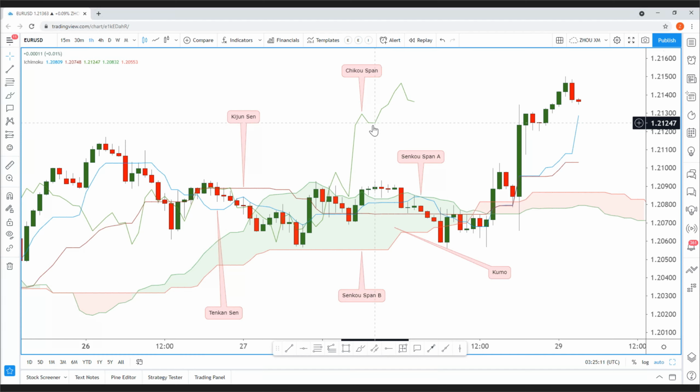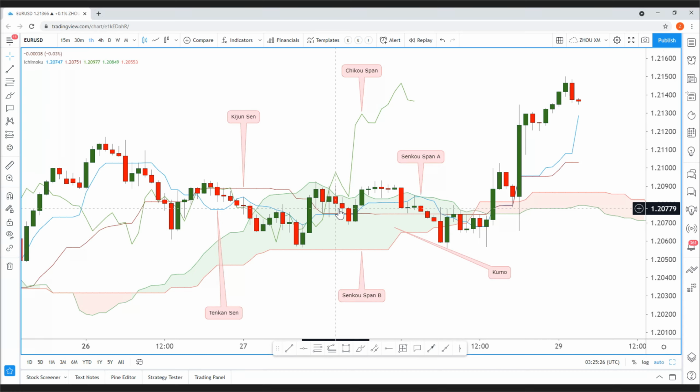And we can talk about the Tenkan-sen. All right. Next we can talk about the Tenkan-sen. In the Tenkan-sen, we know that the calculation is via the 9 and 26 period high and low.